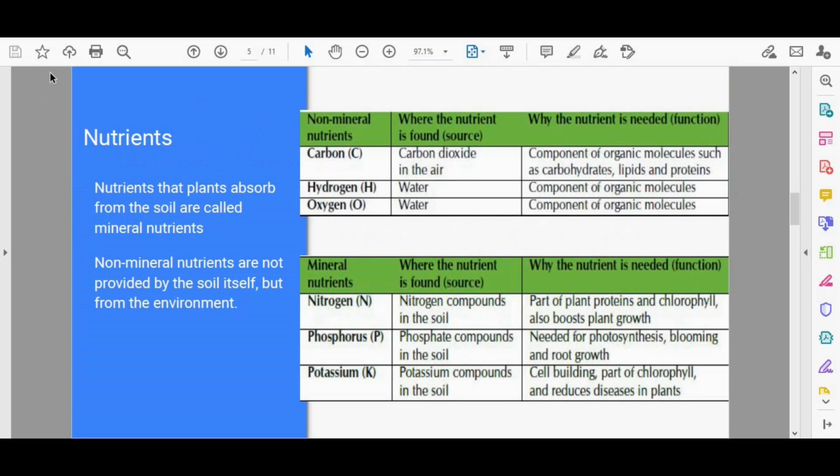To further discuss nutrients, on the sidebar here, nutrients that plants absorb from the soil are called mineral nutrients. So what happens with mineral nutrients? Obviously, the nutrients would go into the soil, first mix with the water or dissolve in water, so that the plants can absorb the water as well as the minerals. And then of course non-mineral nutrients are not provided by the soil itself, but they are provided from the environment.